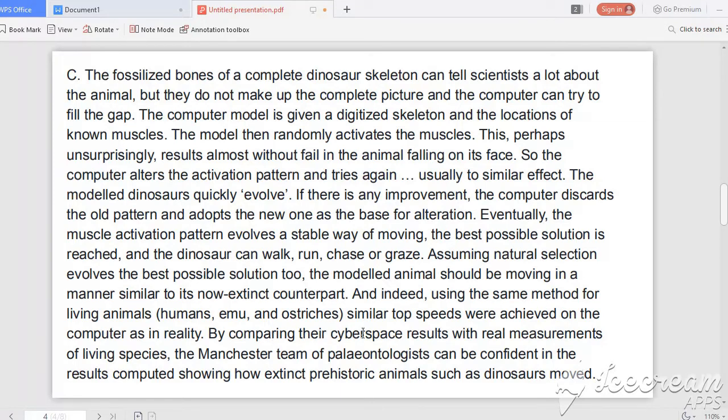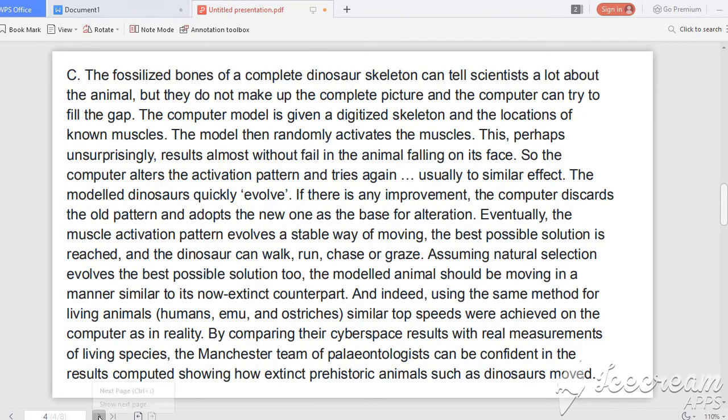By comparing their cyberspace results with real measurements of living species, the Manchester team of paleontologists can be confident in results computing, showing how extinct prehistoric animals such as dinosaurs moved.